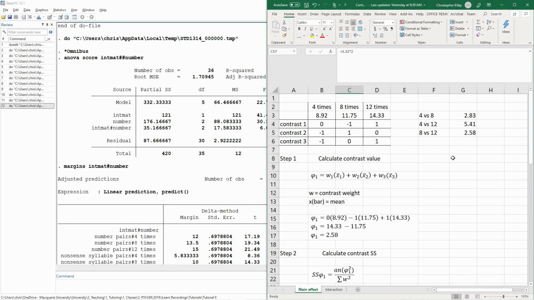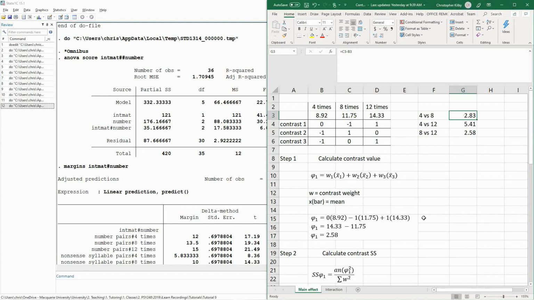So in other words, the difference in the number of syllable pairs recalled between 8 times repetition and 12 times repetition, averaged across intervening material, is a significant difference. And because this is the smallest difference, then my next smallest difference of 2.83 must also be significant.